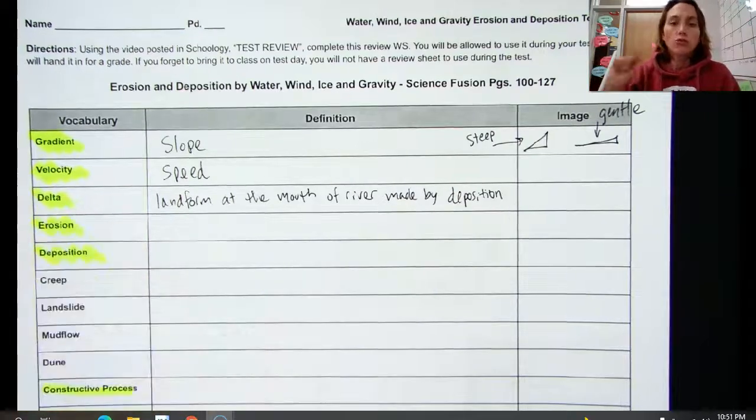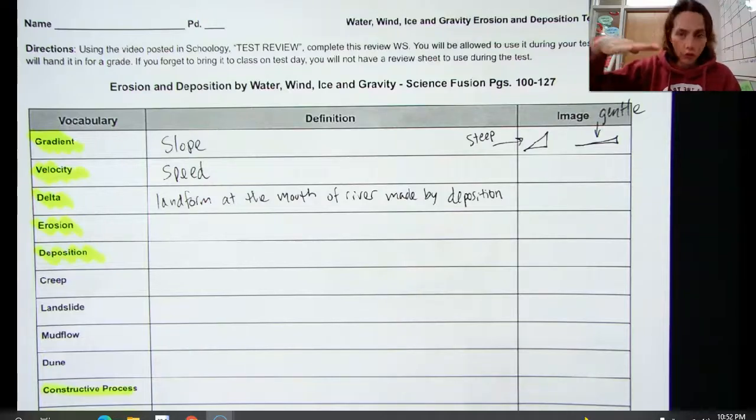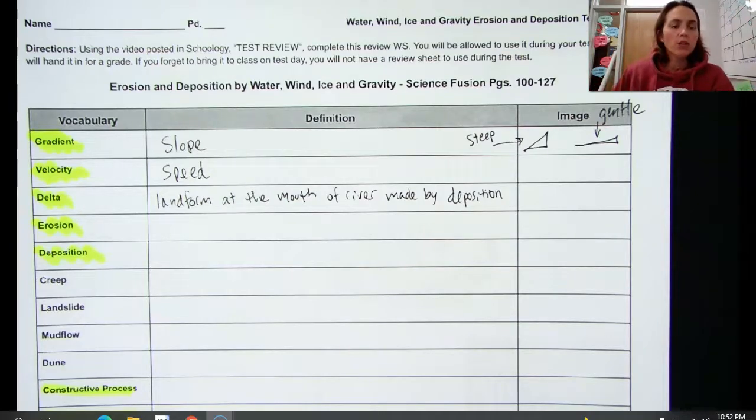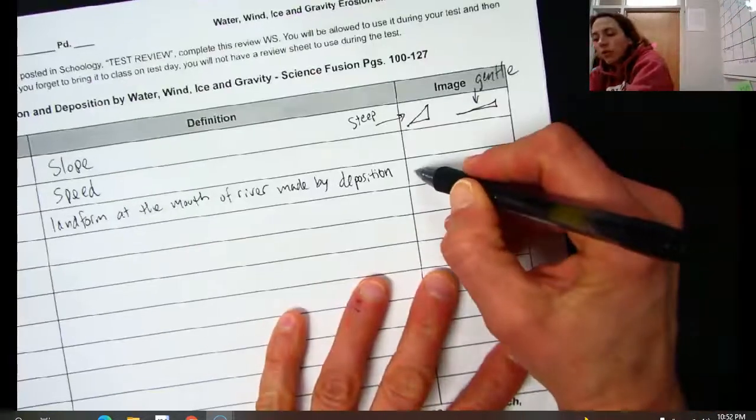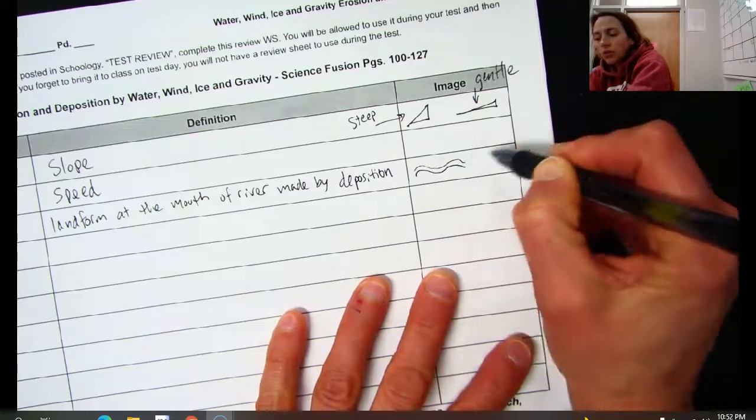In this case, do remember that deltas are landforms at the mouth of a river, and they're made by deposition. When the river water slows down, once it hits the big body of water, sediment falls out. You are going to see some pictures of deposition on the other side. Go ahead and you can draw yourself a picture here too.